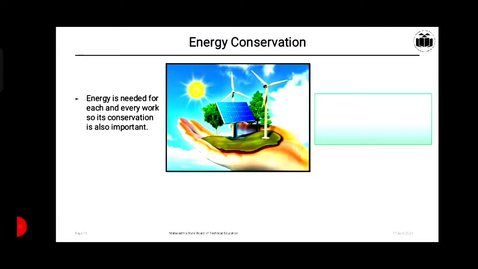Energy conservation. Energy is needed for each and every work, so its conservation is also important.